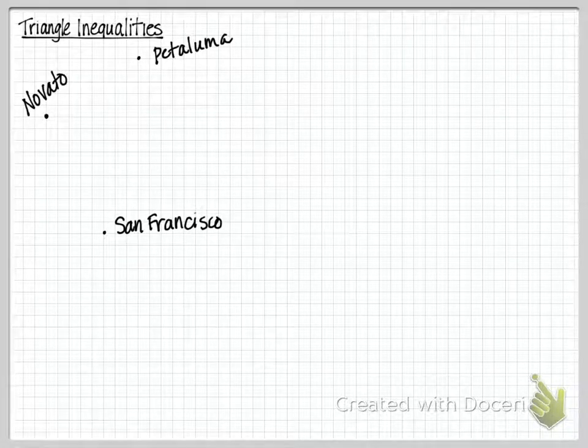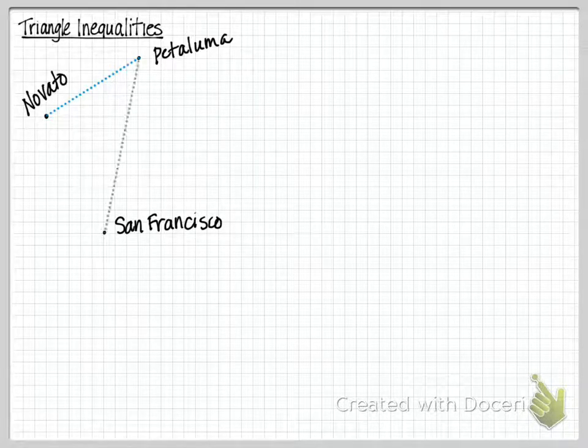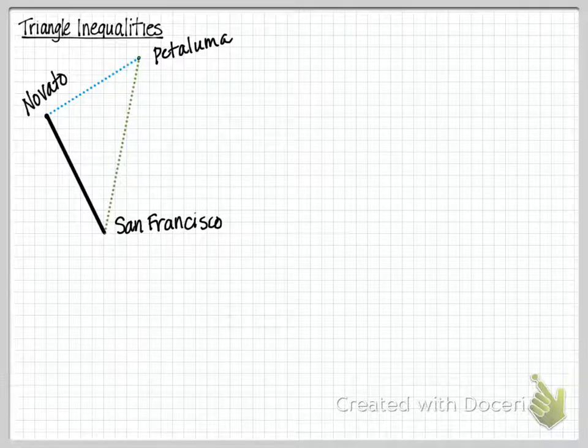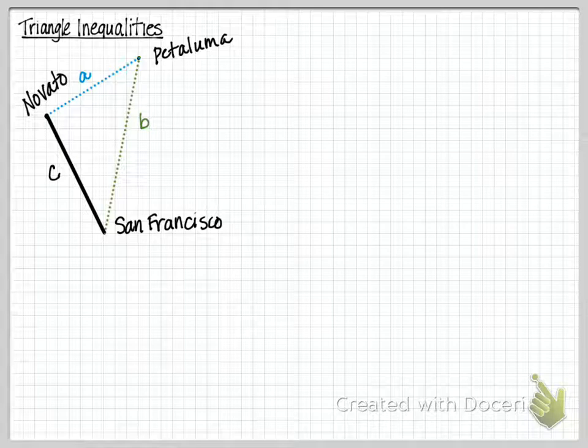city of San Francisco. And we could travel from Novato to Petaluma, or we could travel from Petaluma to San Francisco, or we could even travel from Novato to San Francisco. We'll call the distance from Novato to Petaluma A, the distance from Petaluma to San Francisco B, and then the distance between Novato and San Francisco C.